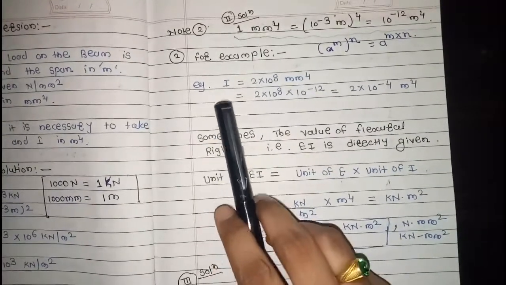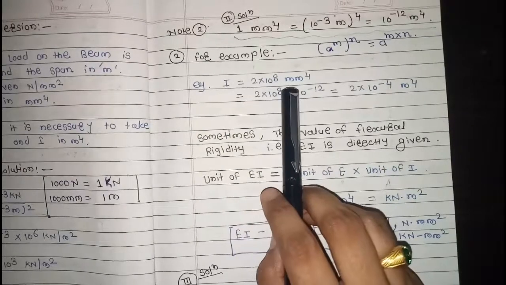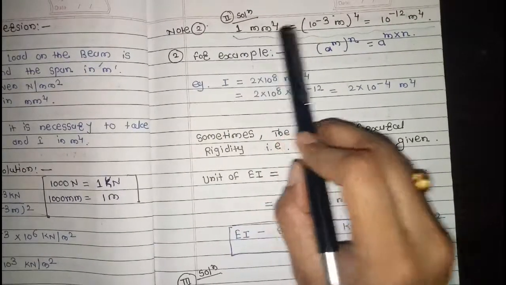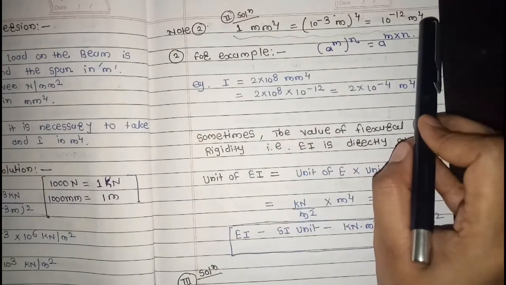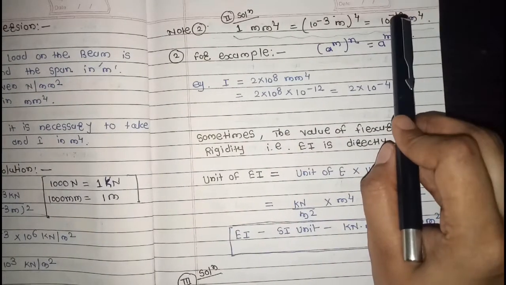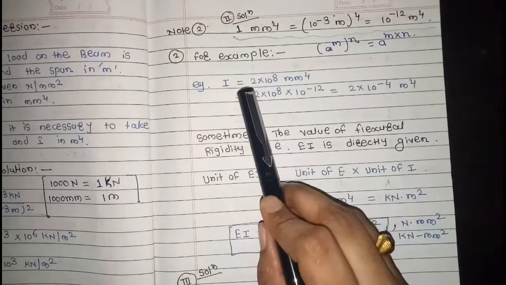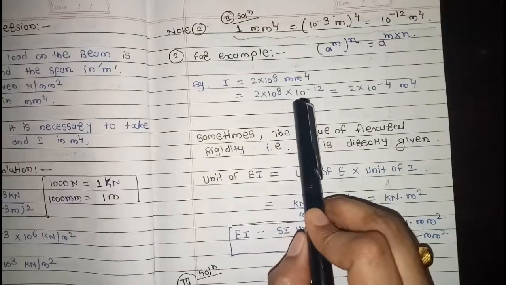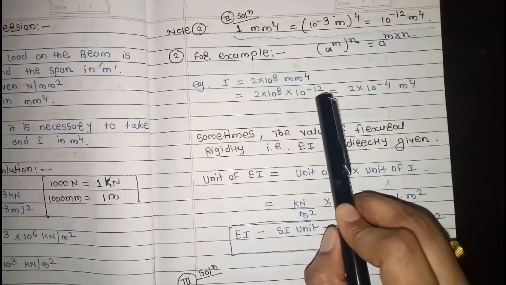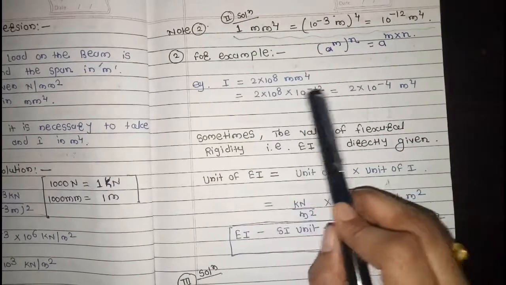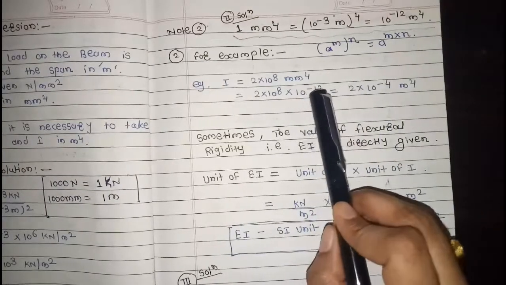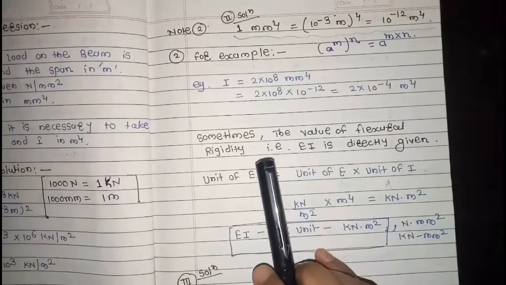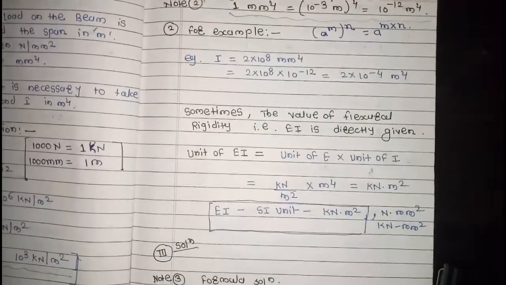For example, I is equal to 2 into 10 to the power 8 mm raised to 4. Convert mm raised to 4 to meter raised to 4. Then multiply by 10 to the power minus 12. So I is equal to 2 into 10 to the power 8 mm raised to 4 multiplied by 10 to the power minus 12. Then we get 2 into 10 to the power minus 4 meter raised to 4. This is the second conversion.